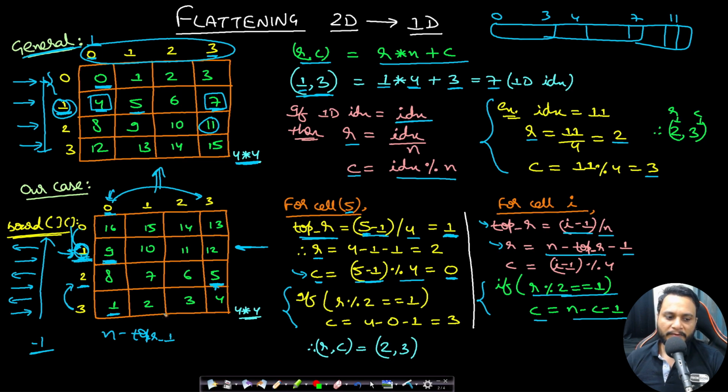That means n value is 4 here. So 4 minus 0 minus 1 will be 3. So that means I will be getting column number 3 and row number 2, which is correct, 2 comma 3, right? That is what was my intended value. So this is the actual conversion that we are using.